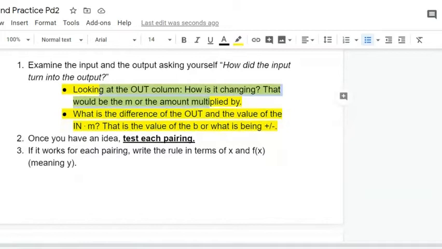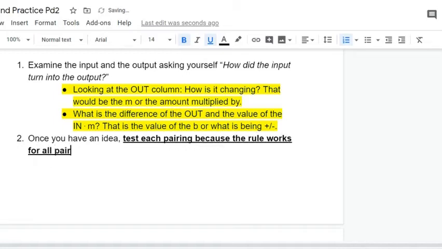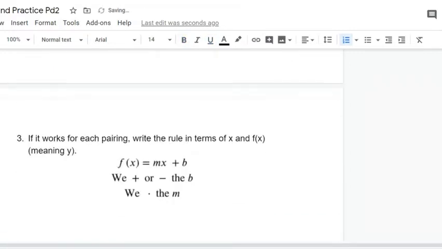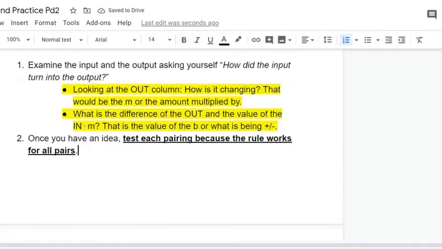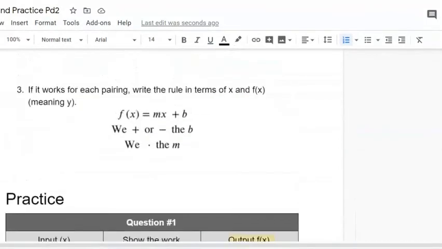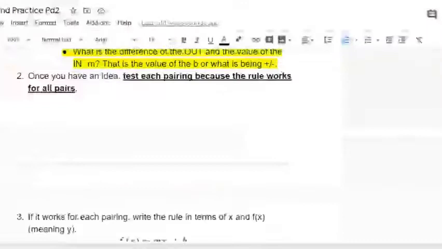Once you have an idea, you have to test each pair, because the rule works for all pairs. So if you have something that doesn't work for one of the pairs, that means that it is not the rule. If it works for each pairing, write it in terms of f of x equals mx plus b, which you guys are knocking out of the park. You have no problem with that whatsoever.